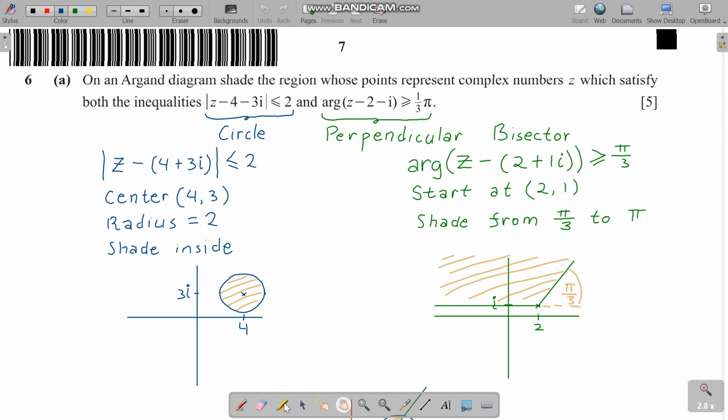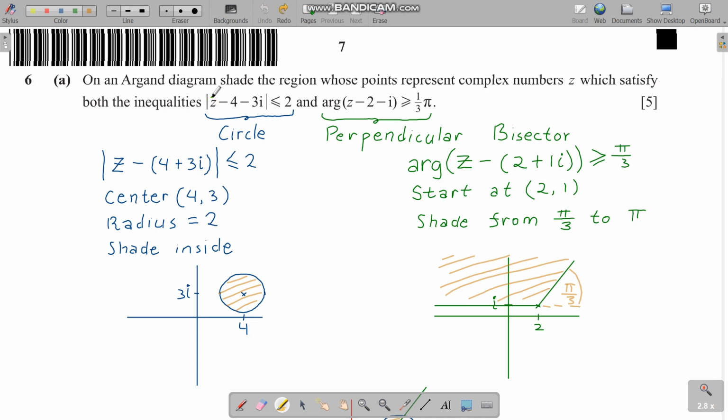On an Argand diagram, shade the region whose points represent complex numbers z which satisfy both inequalities: the modulus of z minus 4 minus 3i is less than or equal to 2, and the argument of z minus 2 minus i is greater than or equal to pi over 3. So first of all, this is a circle because we use modulus and we have z on one side only.